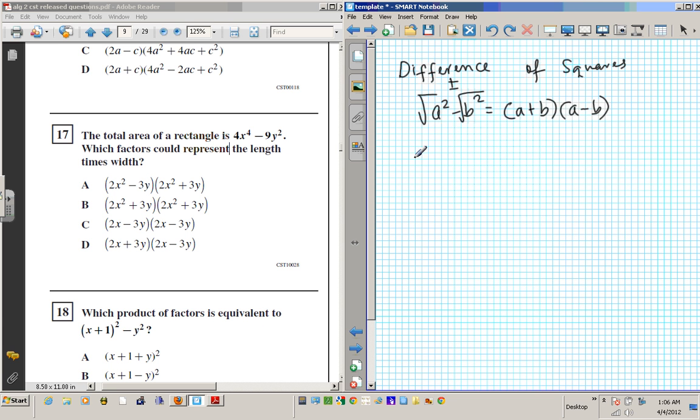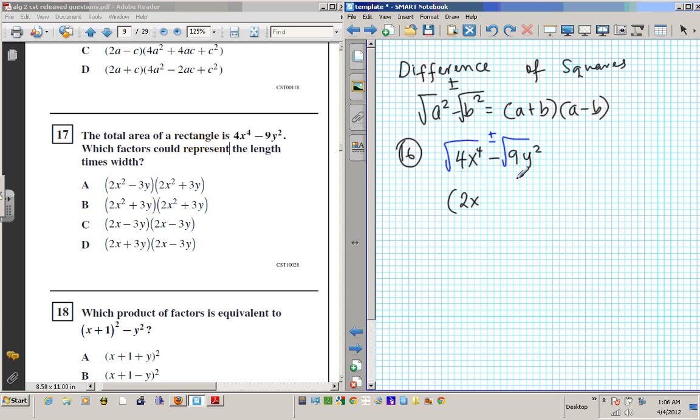Okay? So let's look at this problem, 16. The reason why I know it's a square is because 4 and x to the fourth are squares, and 9y squared are squares. So that's what we're looking at here. So we're going to have 4x to the fourth minus 9y squared. Alright? So what I'll do is simply root the first one, root the last one, add and subtract the roots. Okay? So what's the square root of 4x to the fourth?